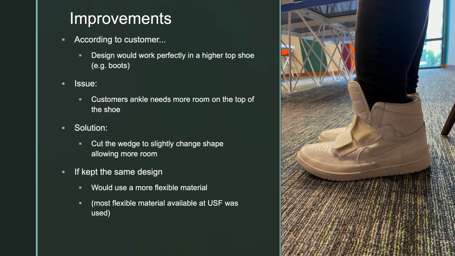So after talking to the customer, he said that the design would be better for something with a higher top, so his ankle would be able to fit better inside. As you can see here, his ankle is coming out a little bit, so that could be uncomfortable. For example, boots would probably work better since they have a higher top, and because his difference in leg length is so high, it would probably work better. But the main issue is that his ankle is sticking out too far. So our solution would be to change the shape slightly so that his ankle can sit farther back in the shoe. So change the shape of the wedge to get rid of that.